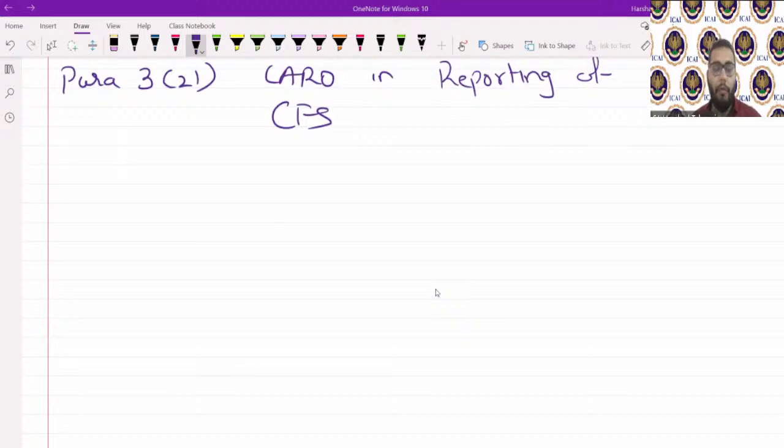So what this particular clause of para 3 says is whether there has been any qualification or any adverse remark, or any comment by the auditors. When I say this is applicable to the consolidation, we are talking about a company which is going to get consolidated. So for example, let's say a subsidiary. So we are talking about a subsidiary company.